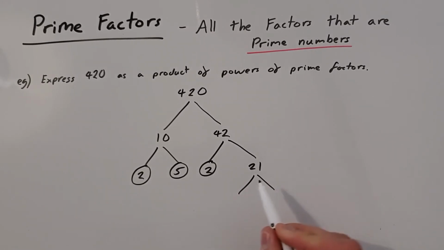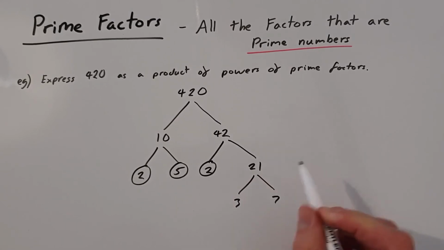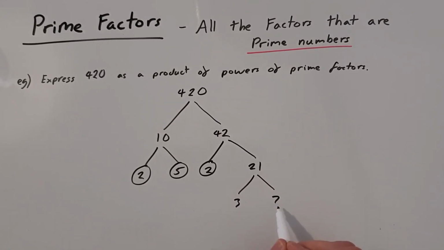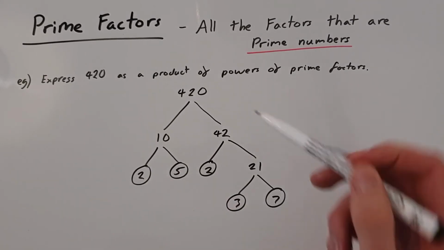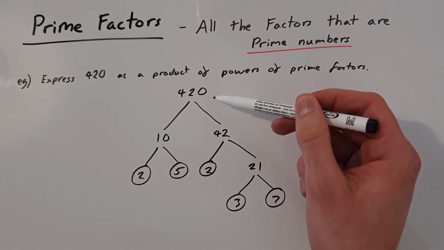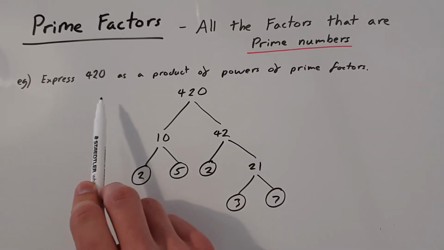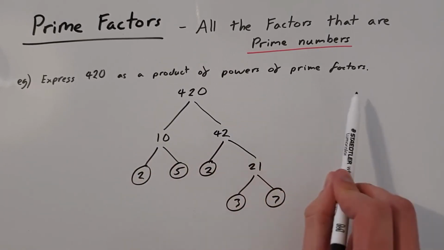So we'll form 2 more branches and we'll say, right, what numbers make up 21? And we know that 3 times 7 is 21. Again, are these numbers prime? 3, yes. We'll circle that one. 7, yes. 7 is also a prime number, so we'll circle that one. And now, as you can see, the bottoms of all the branches are now circled because they're now all prime factors of 420.